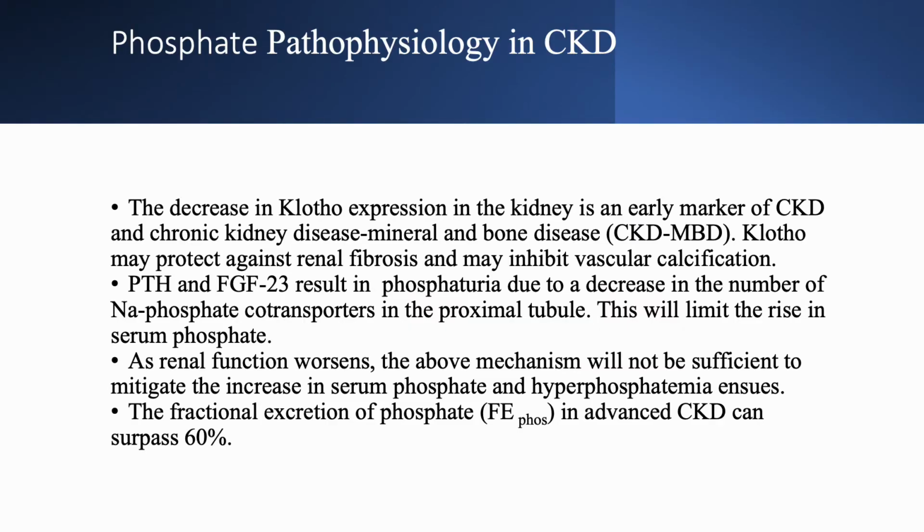Now, in patients with chronic kidney disease, FGF23 is going to increase, but you are also going to have a decrease in klotho expression in the kidneys. This is an early marker of chronic kidney disease and chronic kidney disease mineral and bone disease, also known as CKD-MBD. Now, klotho is important because it may protect against renal fibrosis and may inhibit vascular calcification.